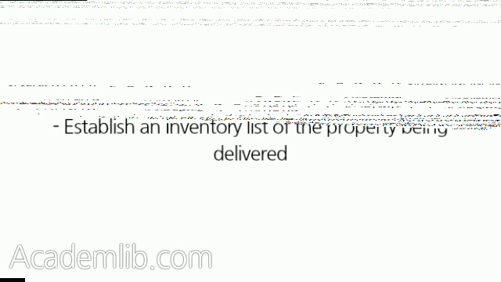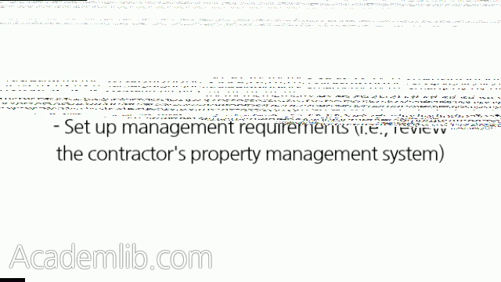1. Monitoring delivery of government property. The COR should examine the contract at its onset to see what, if any, data, equipment, or other property the government has agreed to furnish the contractor. When monitoring the delivery of government property to the contractor, the COR should establish an inventory list of the property being delivered. Set up management requirements, that is, review the contractor's property management system.